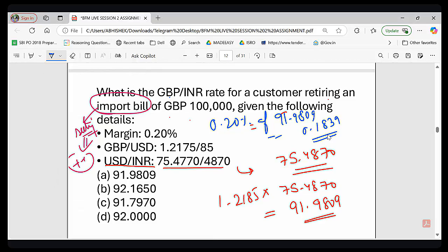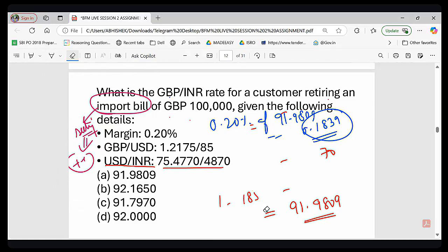You will see such type of question in the examination. You have to make your concept clear, right? Now, so this is our margin, and what we'll do to the margin, we will add it to 91.9809, right?